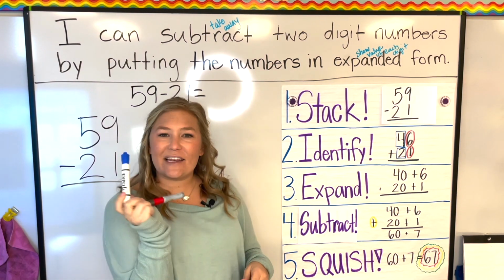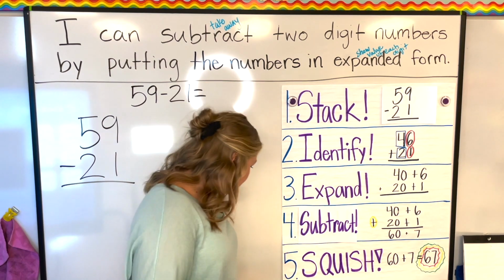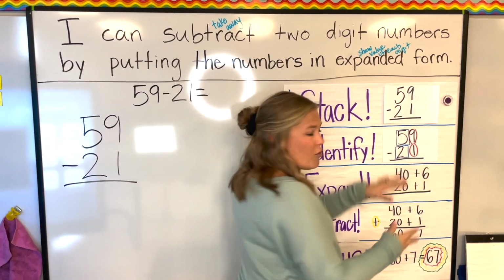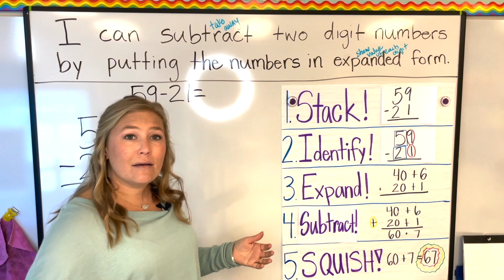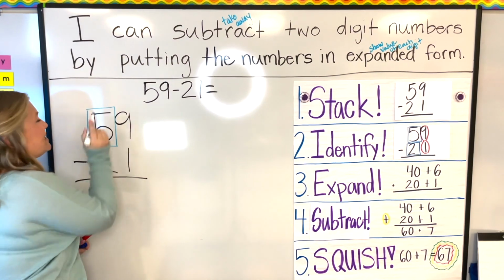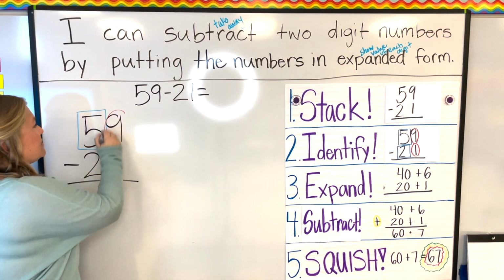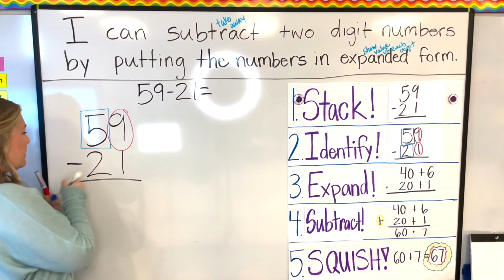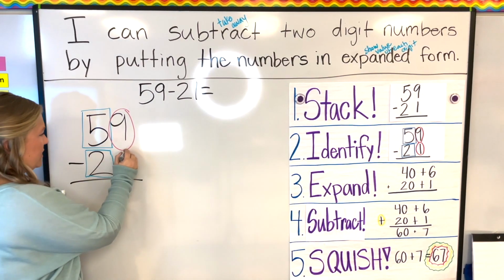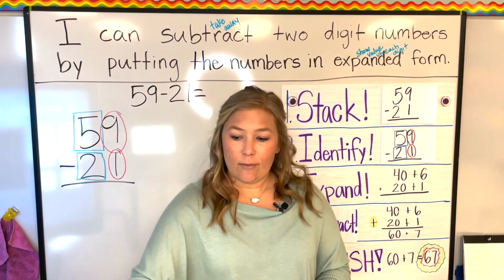Step 2 says to identify. I'm going to identify today using a blue marker and a red marker to put around my tens and my ones place. If you don't have different colors at home, you can always just put a box around the tens place and a circle around the ones place. So I see a 5 in my tens place in the number 59, a 9 in the ones place, a 2 in the tens place in the number 21, and a 1 in the ones place in the number 21. This step helps us with our next one. What is our next step?